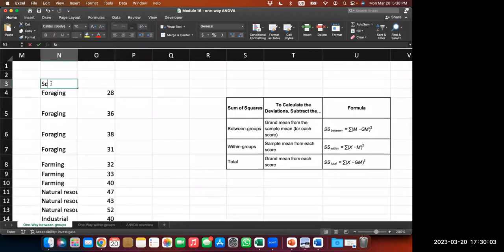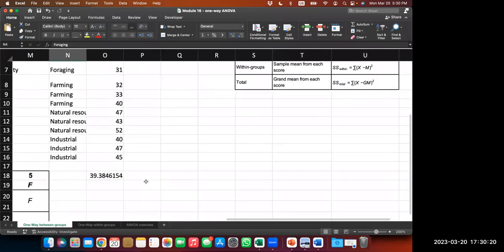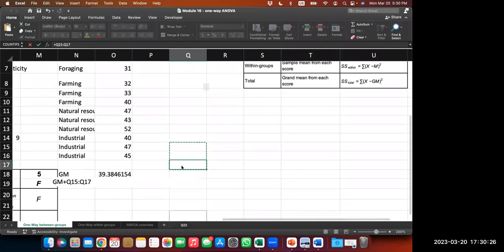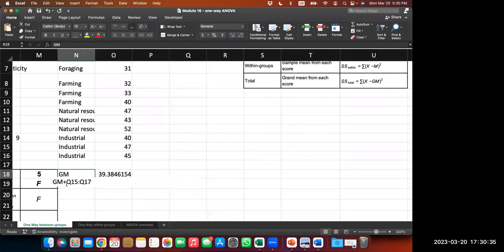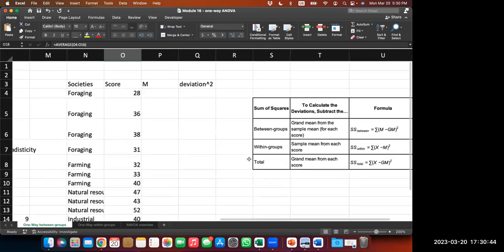That's the society, that's the score, that's the M, and that's the deviation squared. Okay, so this is our grand mean. Okay, so we have our grand mean calculated now.